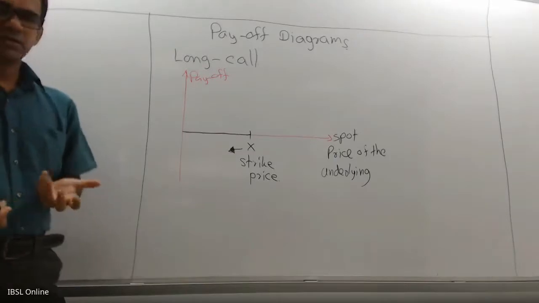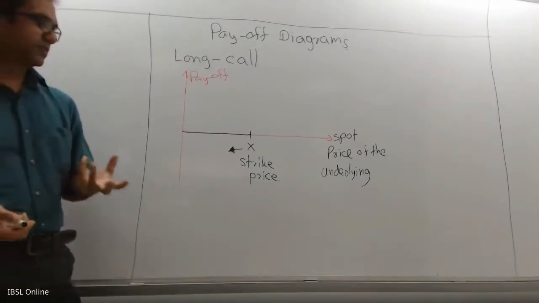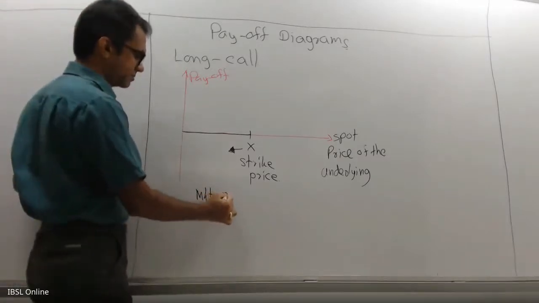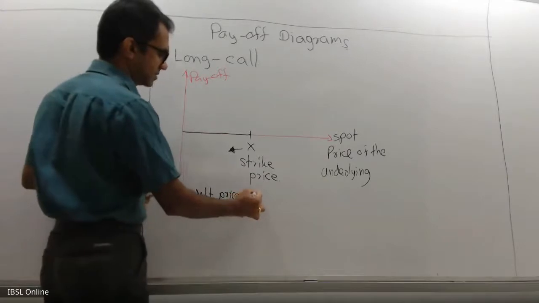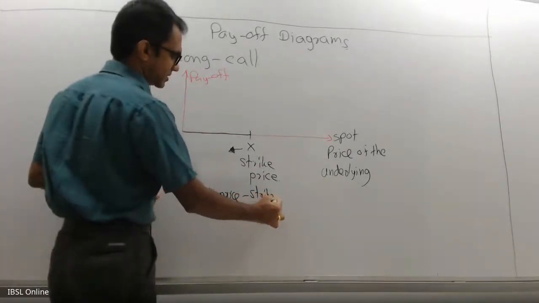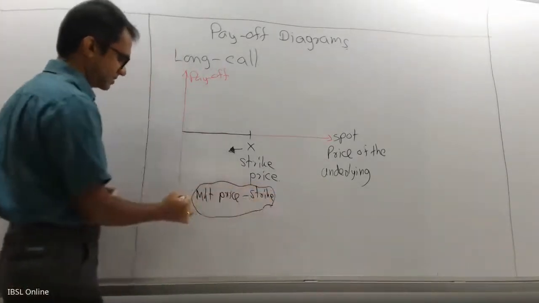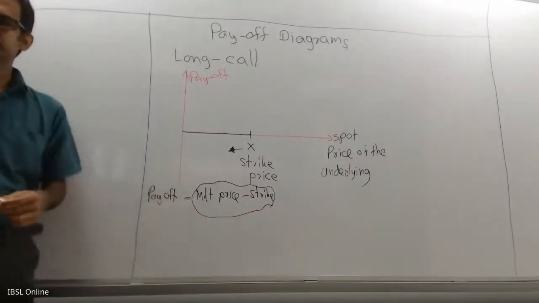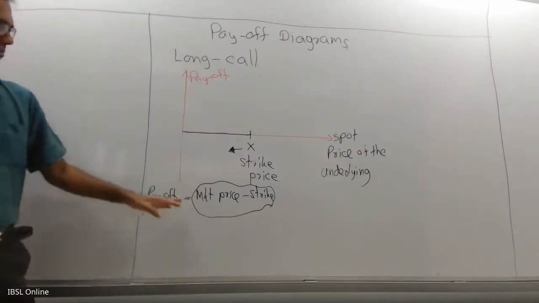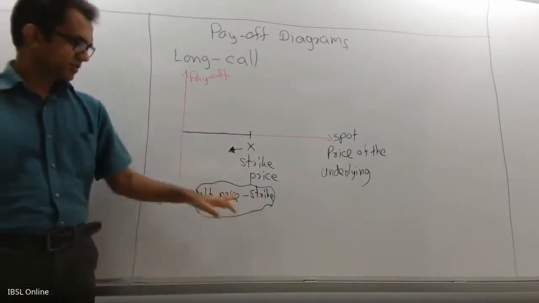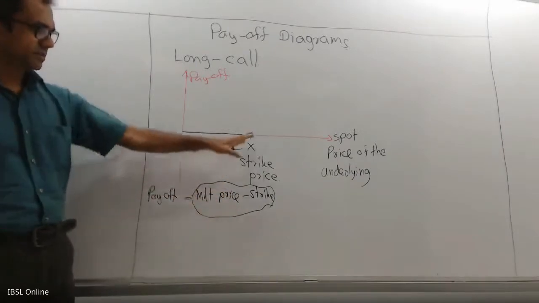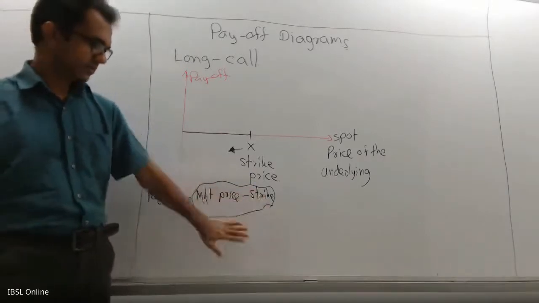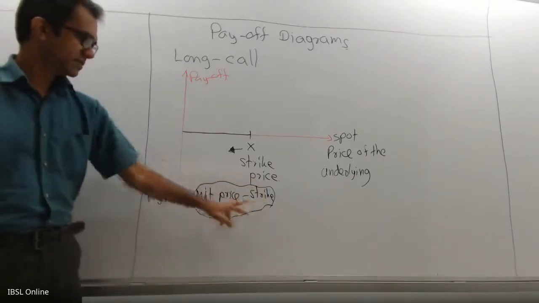When you exercise, you will get the cash amount as the difference between market price and the strike. You will get this as payoff. So when market price is above strike, you will get positive figures, but if it is negative, you don't get or you don't pay anything.